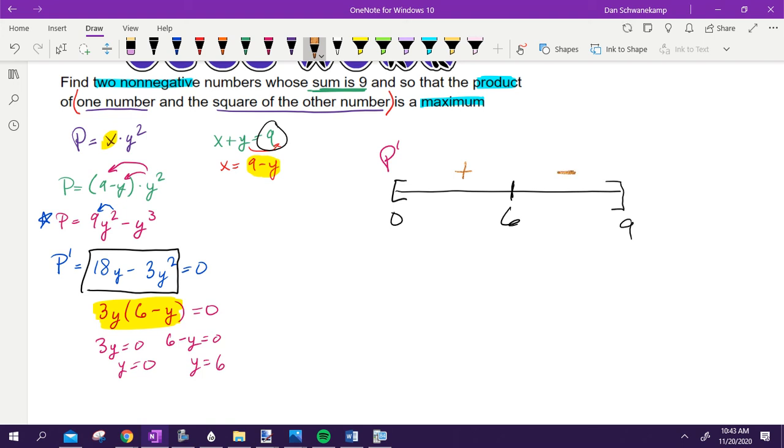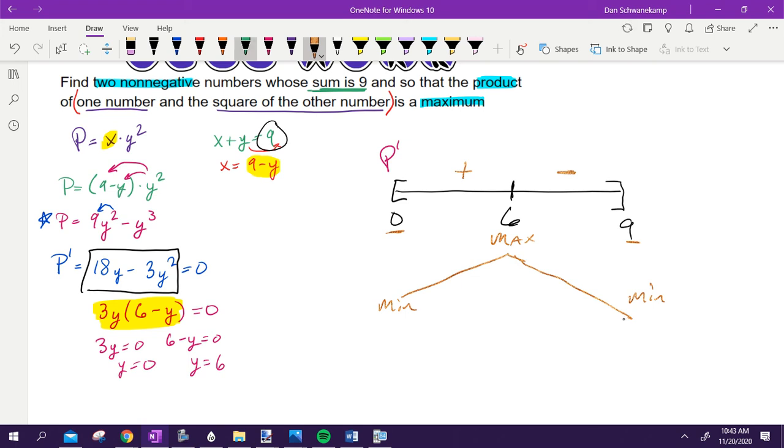We already pretty much assumed that 6 was going to be the maximum, but that just proves our point. P prime is positive, so I'm increasing, and then it's negative, so I'm decreasing. That makes 6 the max, 0 the min, and 9 the min, which would make sense because if my two numbers were 0 and 9, my product would be 0. That's as small as I can get. So we think 6 is the maximum.